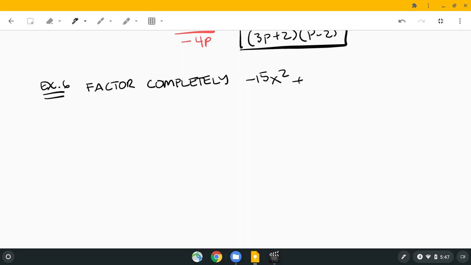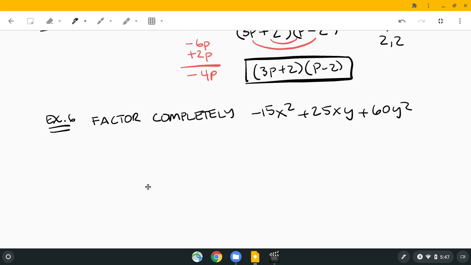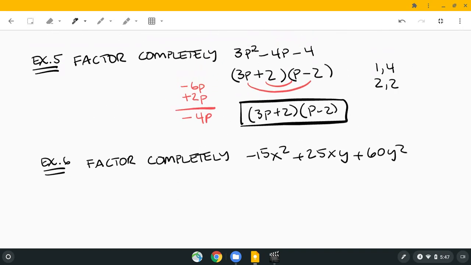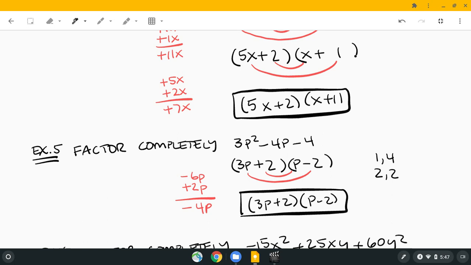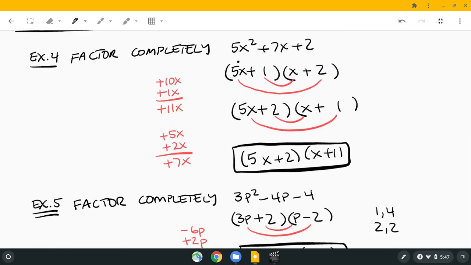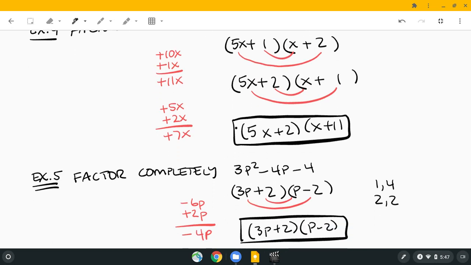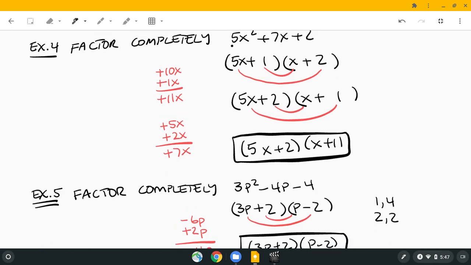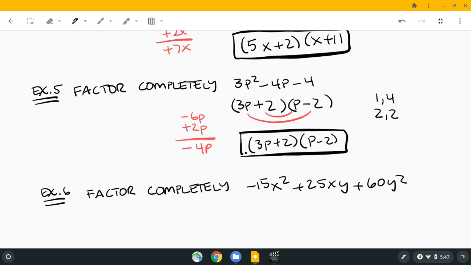-15x squared plus 25xy plus 60y squared. Okay, so clearly this looks a lot more complicated. We have double-digit numbers. This is a negative number. We haven't had that yet. All of these problems have been single-digit numbers, and kind of easy, prime numbers even. And this has always been positive. Positive 5x squared, positive 3p squared.